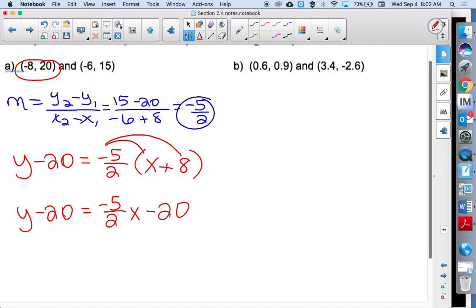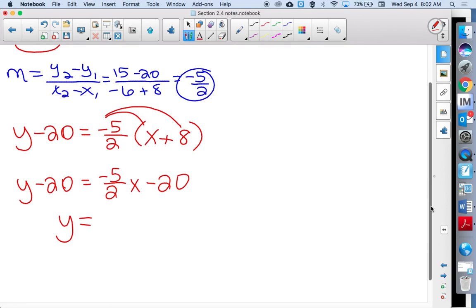So Michael, what does your final equation end up becoming? Plus? Yeah, it is nothing. So you would add the 20 to the other side, which gives us a y-intercept of 0. So that equation is just y equals negative 5 halves x. So see if you can do the next one.